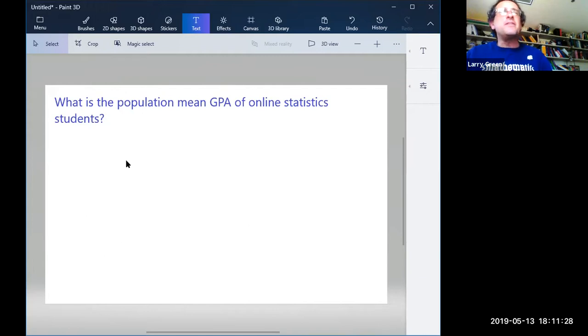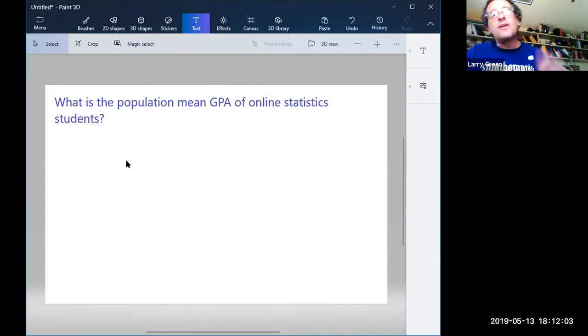So what we do is we do the next best thing, and that is we use a survey. We're going to take a sample of statistics students, and instead of finding the population mean GPA, we're going to find the sample mean GPA. We're going to use that as our best estimate for the population mean GPA, even though it won't be right. It'll be an estimate. Any questions on that idea?